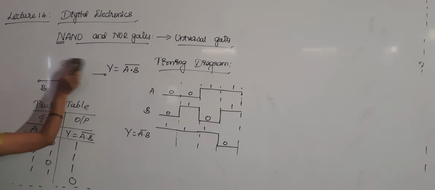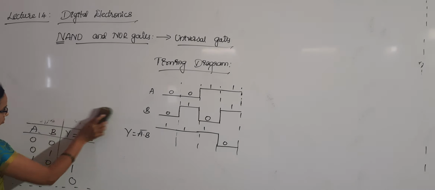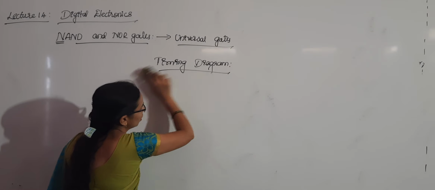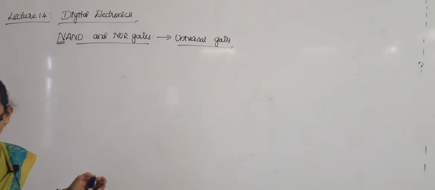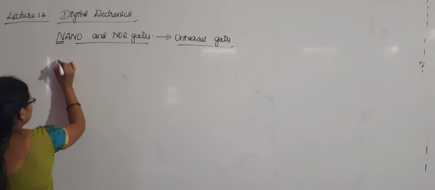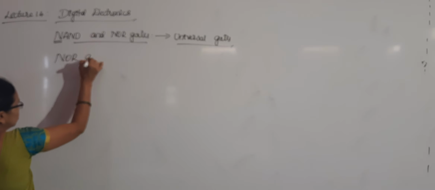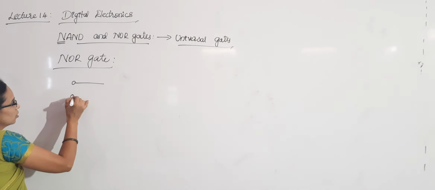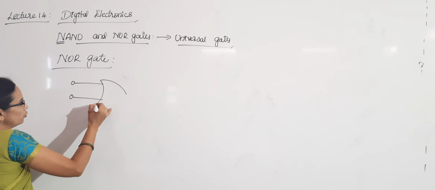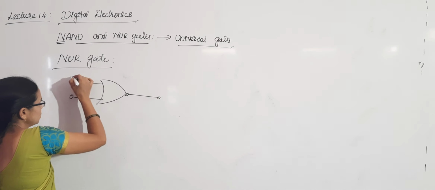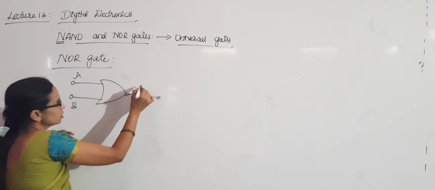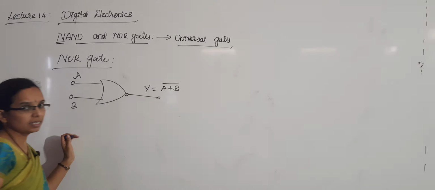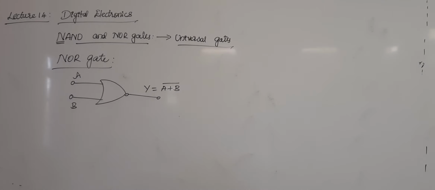And next is the NOR gate. This is the logic symbol of the NOR gate. A and B are the inputs. The output will be (A or B) whole complement, which is the symbol of the NOR gate.